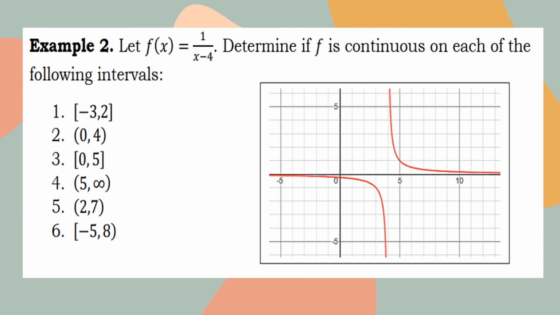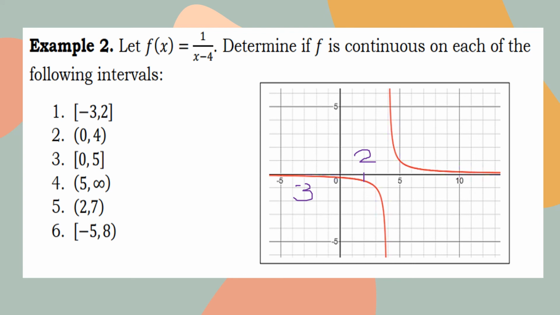So we have here 1, 2, 3 on the left side. From negative 3 to this point, if we can trace the graph without holes or breaks, it's continuous. It's clear because the graph is very, very smooth.